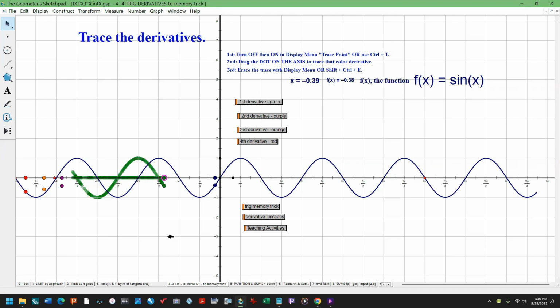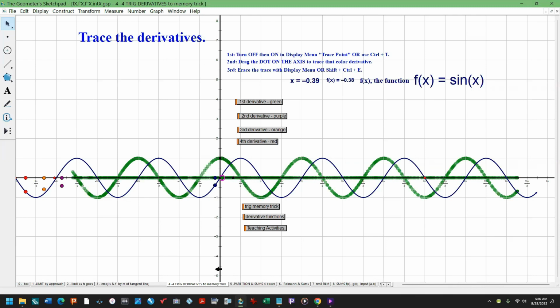What it is doing is summarizing the derivatives with a new green function, the derivative of the sine. And if your kids know their trig functions, the derivative of the sine is the cosine. Let's take the derivative of that. It's going to be in purple.